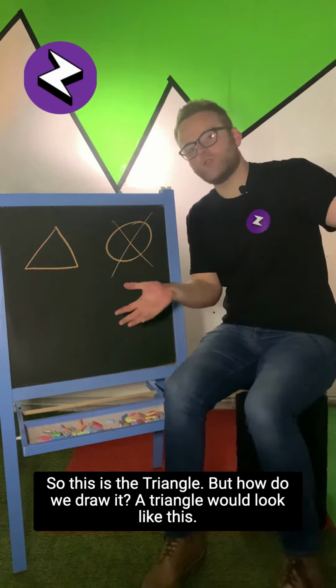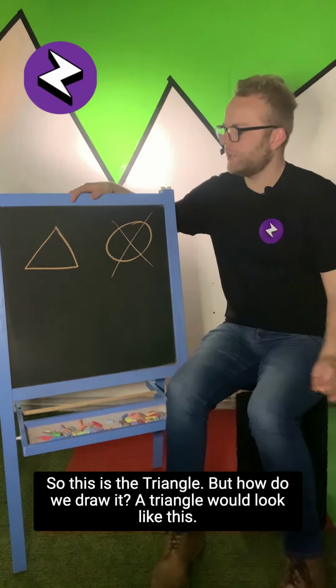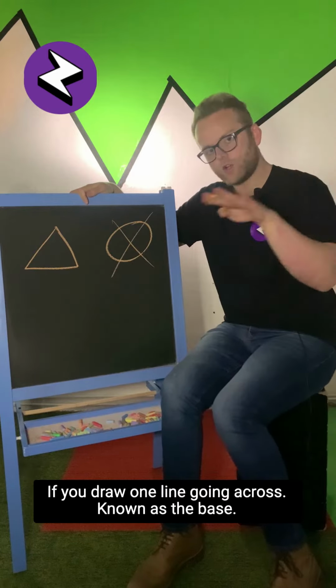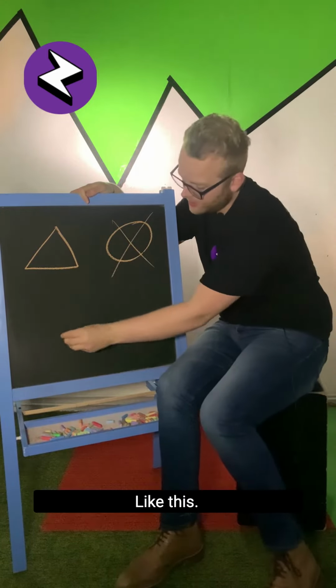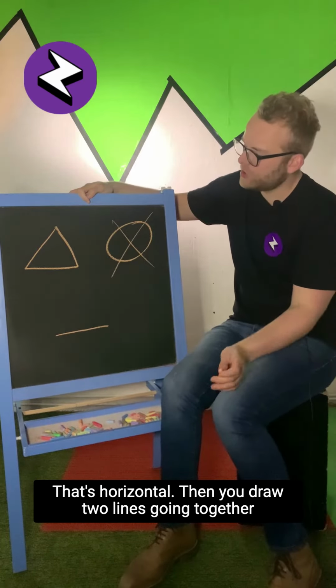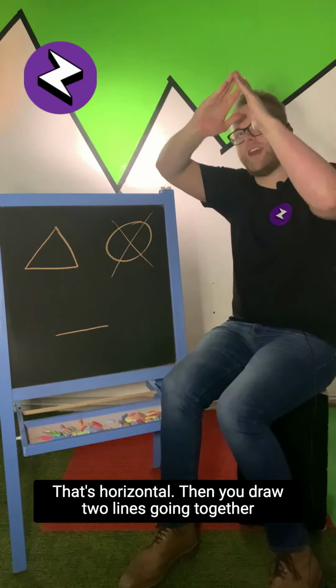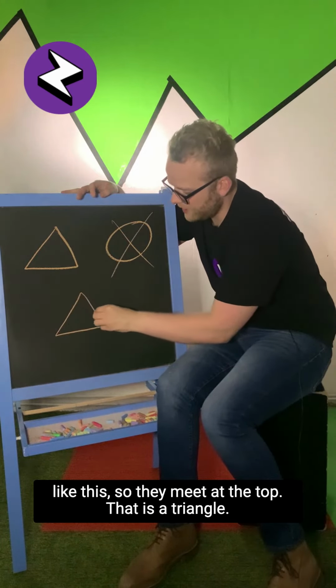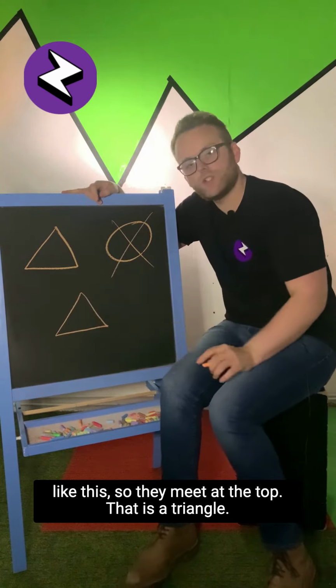Now, but how do we draw it? So a triangle would look like this. If you draw one line going across, which is known as the base, like this, well, that's a horizontal. And then you draw two lines going up together, like this. So they've got to meet at the top, like that, right? And that is a triangle.